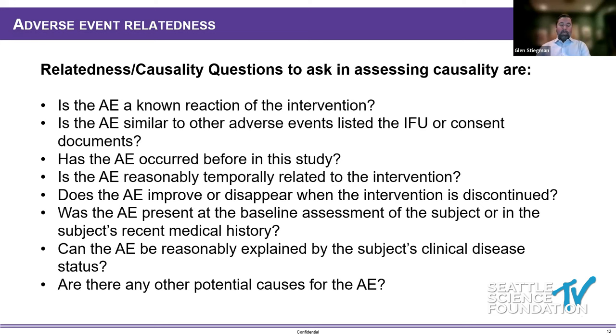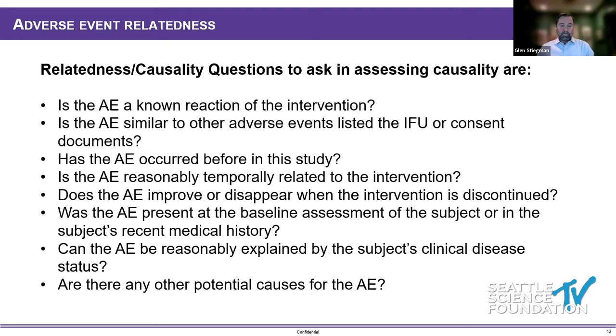Now, related to both of these components regarding adverse events, we ask ourselves a lot of different questions. Is this a known reaction to this intervention or to this device? Are these adverse events listed in the IFU or consent, or were these known? Were these occurring before the study? Are they related to the intervention? And so on. So we go through this laundry list of indications, and this is what we train the sites on as well: as you're thinking about this event, how are you positioning this from the relatedness and from the causality point of view?